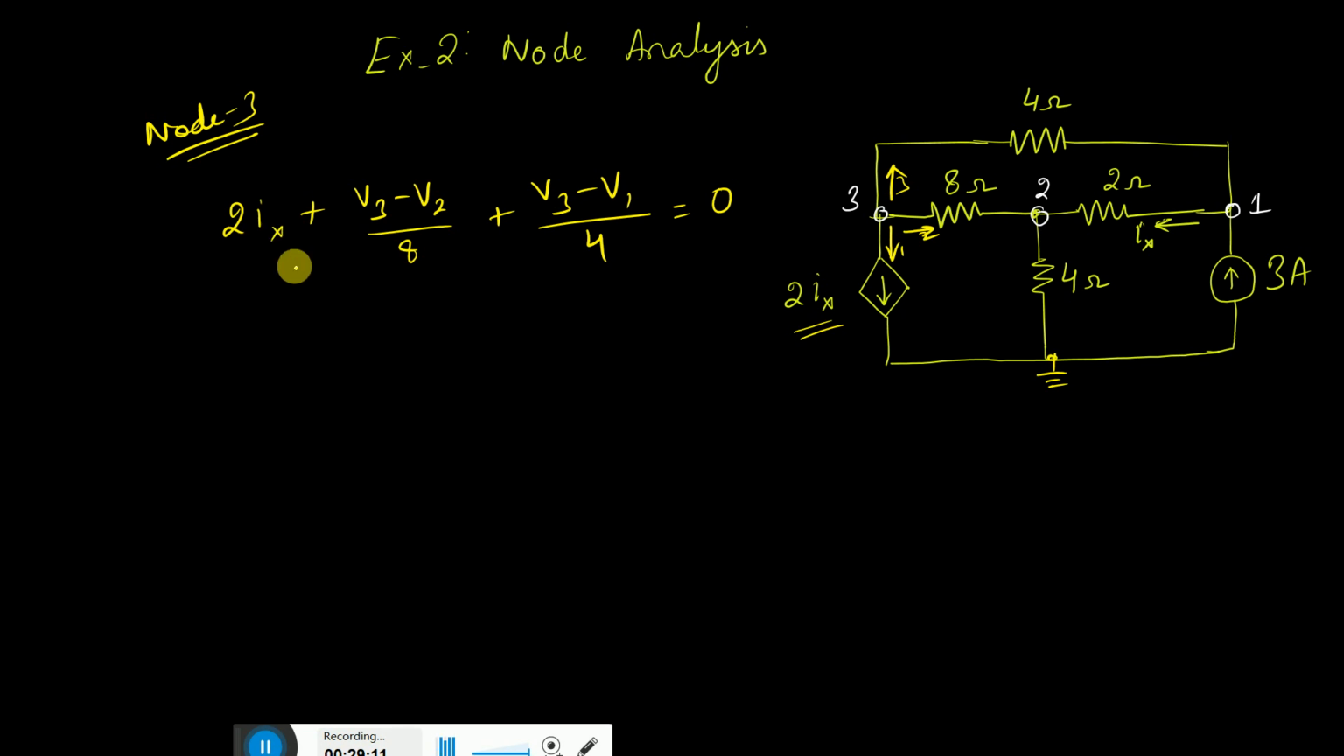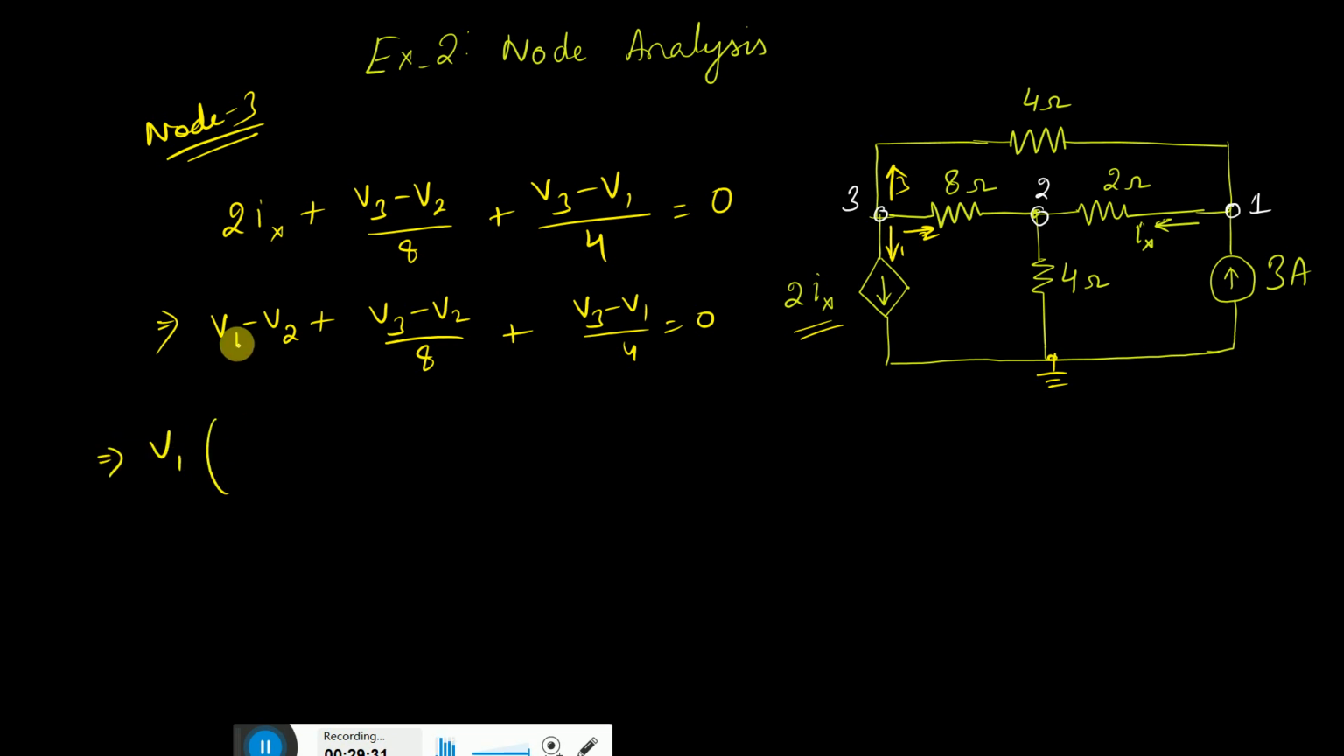So the Ix value, the 2Ix value, we have already solved. It is coming around V1 minus V2. So substitute here: V1 minus V2 plus V3 minus V2 by 8 plus V3 minus V1 by 4 is equal to 0. Take out the coefficient of V1. If I take out the coefficient of V1, you see 1 here and minus 1 by 4, so this and this, minus 1 by 4 and 1.